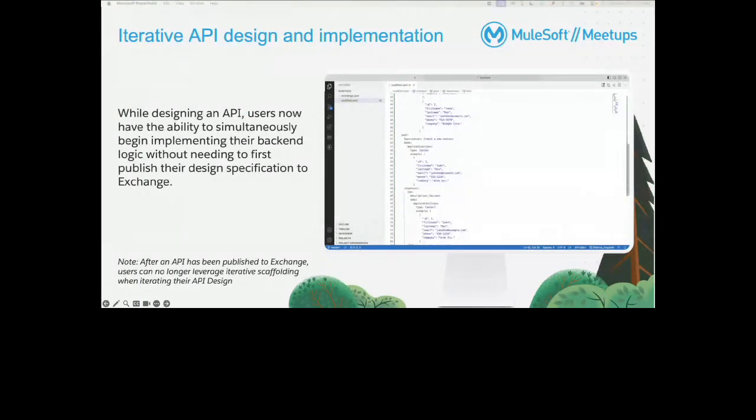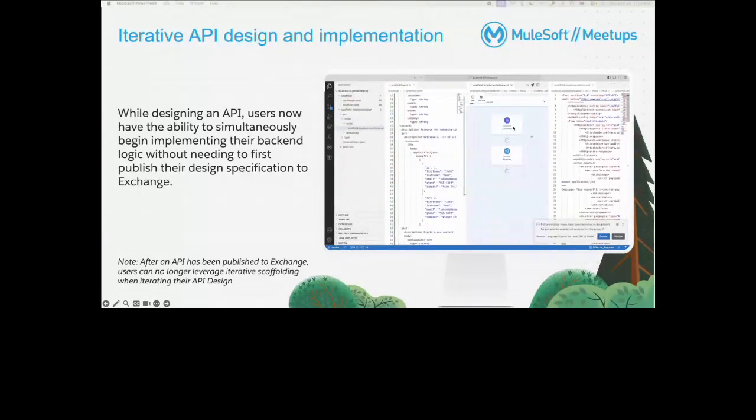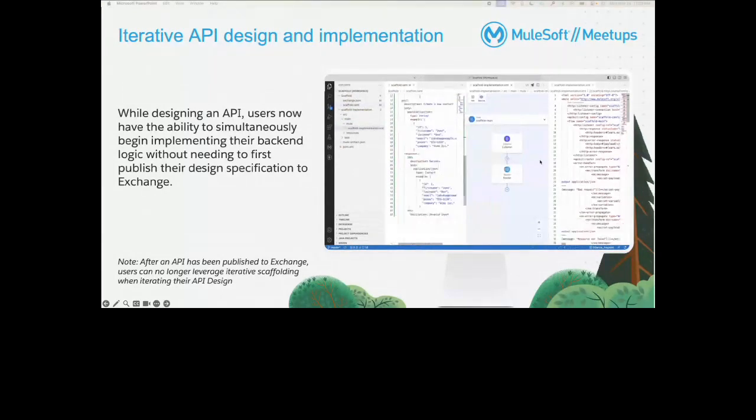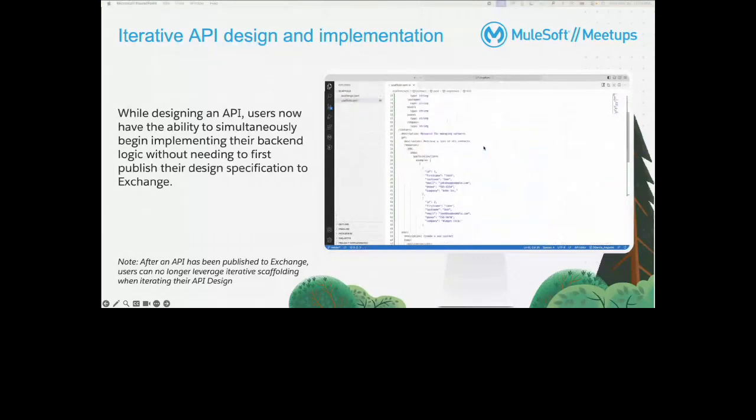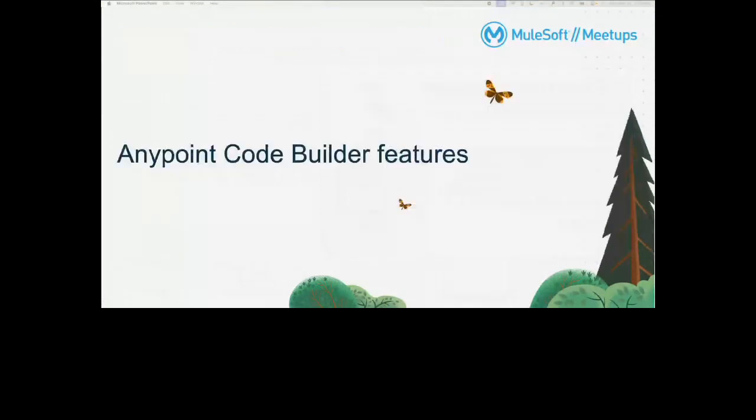And iterative API design and implementation, as you see, once we have the RAML here, if you click on that scaffolding button, it will generate flows for you. We have seen this in the demo, and it will give you this interactive canvas generated with the flows displayed. So this is called iterative API design and implementation. This saves time in exporting or publishing that designed RAML over to Exchange.